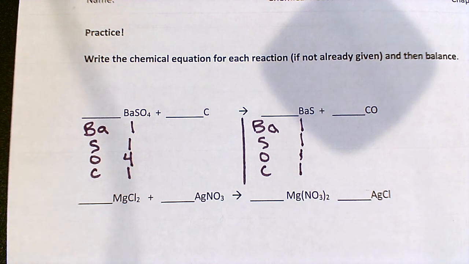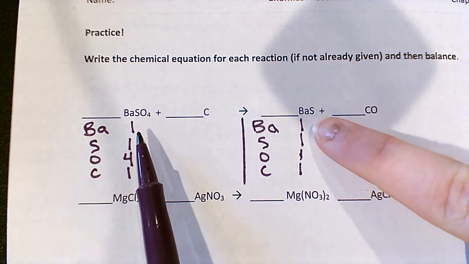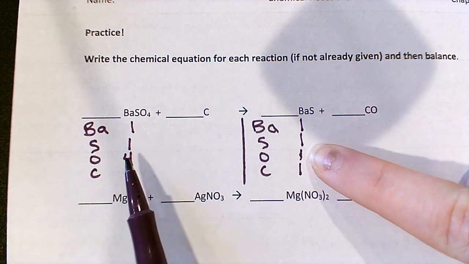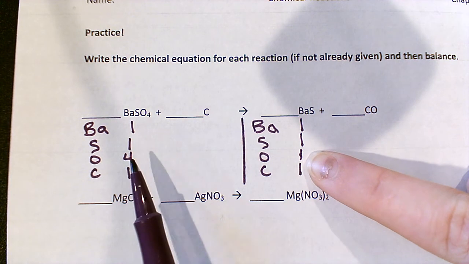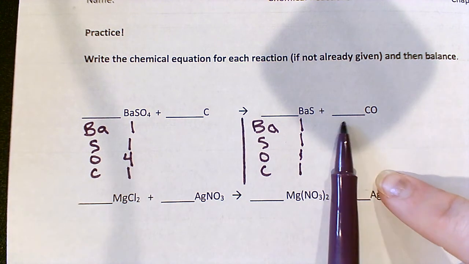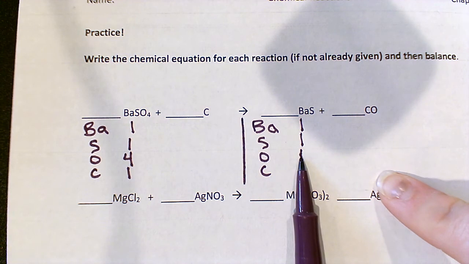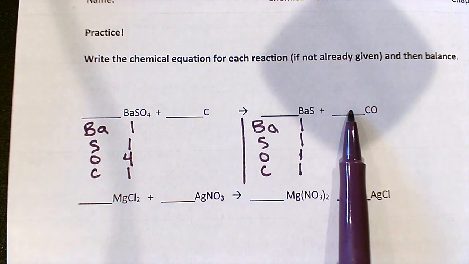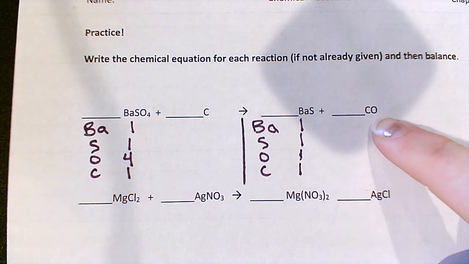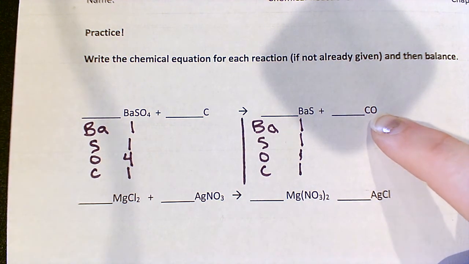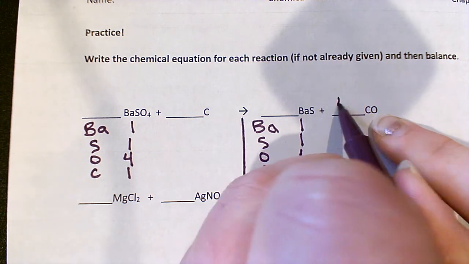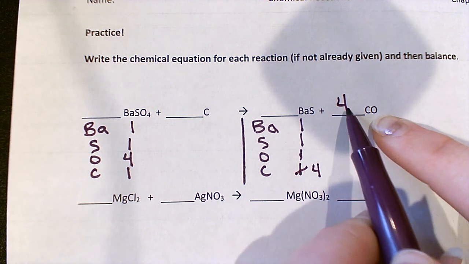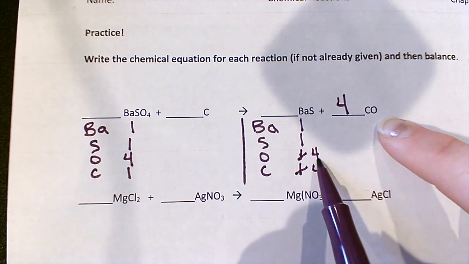Written as is, bariums and sulfurs are both okay, carbon's okay, but oxygen I have 4 over here, and I only have 1 over here. So I need to put a coefficient out here that would make me have 4 oxygens. Your coefficient is what you multiply by to get the number you want. I want 4 oxygen, and right now there's 1, so what do I multiply 1 by to get to 4? 4. That gives me 4 times 1 carbon, 4 carbons, and also 4 times 1 oxygen, 4 oxygens.